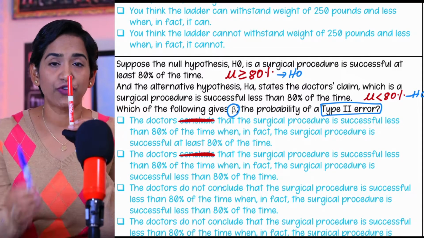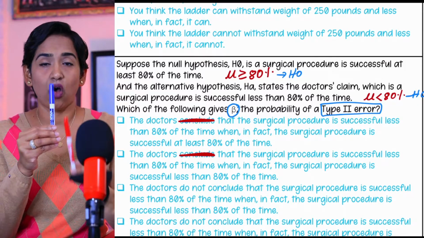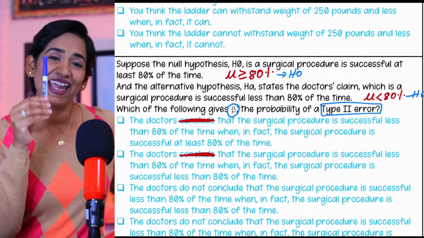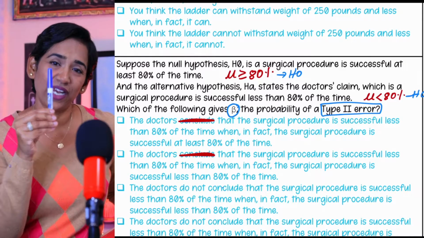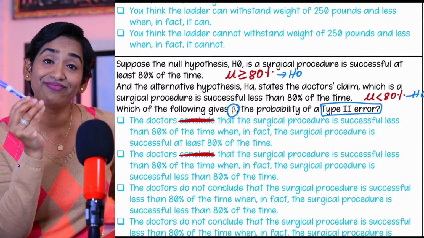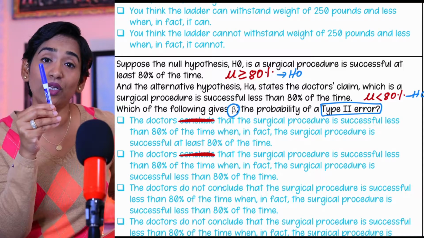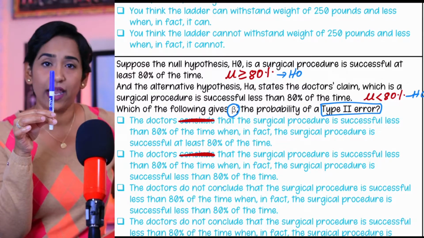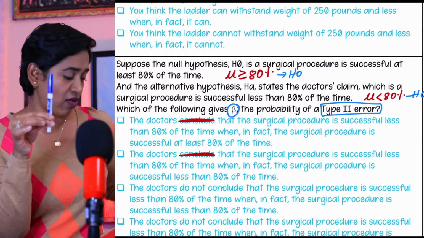H naught is false. When H naught is false, what is true? HA is true, right? But remember, you're making an error. So you're saying HA, cannot conclude. If you do the right thing, it's not an error. You do the wrong thing, that's an error.